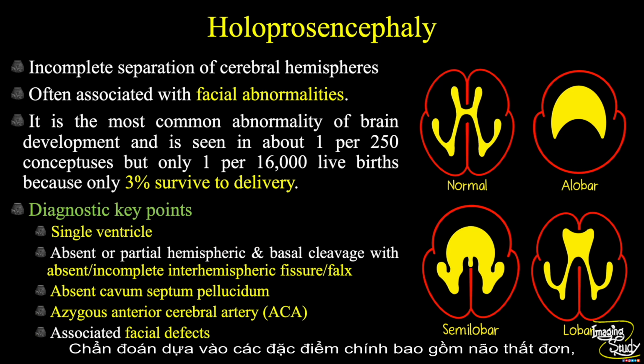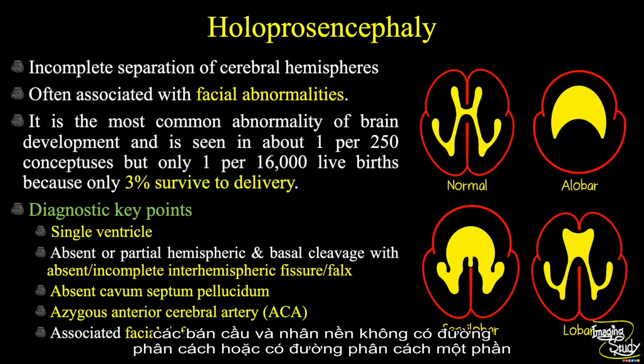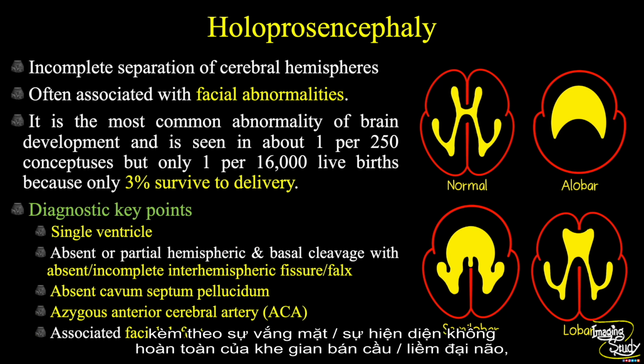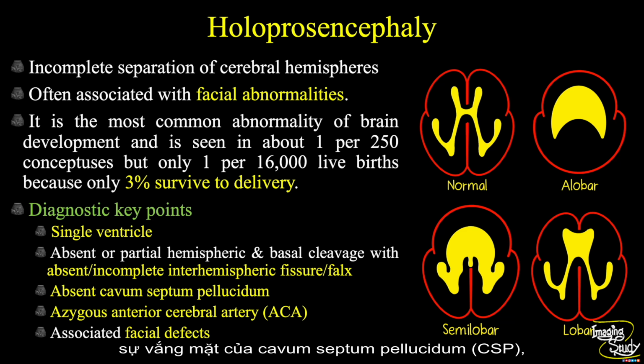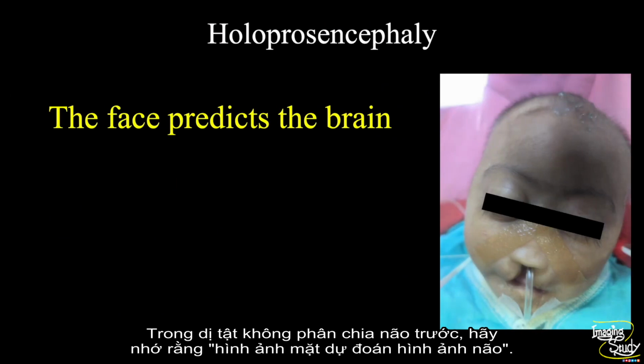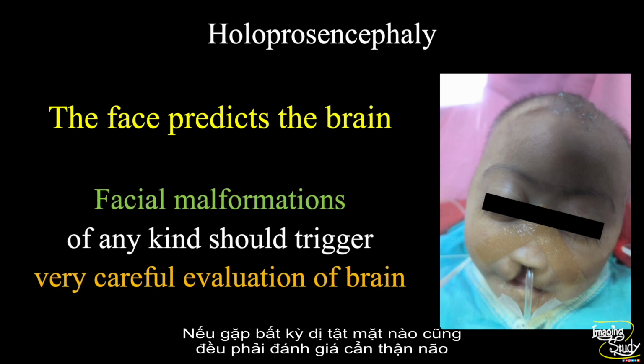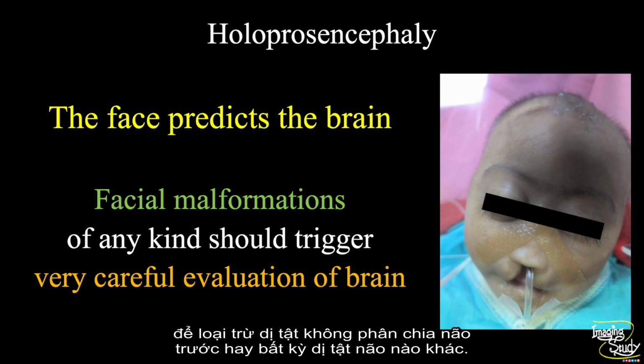As diagnostic key points, you can remember that there will be a single ventricle, absent or partial hemispheric and basal cleavage with absent or incomplete interhemispheric fissure. There will be absence of cavum septum pellucidum, which guides us commonly in case of lobar and semilobar variety. There will be a single or azygous anterior cerebral artery on Doppler, and associated facial defects are very common. In case of holoprosencephaly, remember that the face predicts the brain. Facial malformations of any kind should trigger very careful evaluation of the brain to exclude holoprosencephaly or any other brain defects.